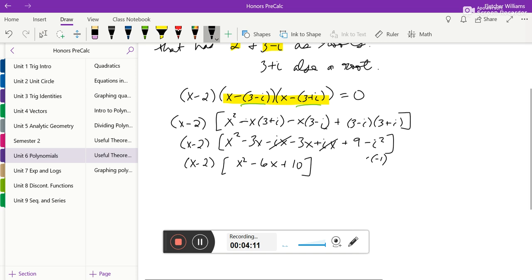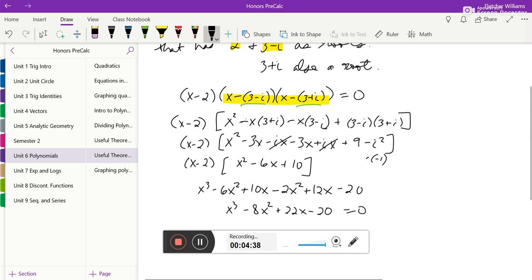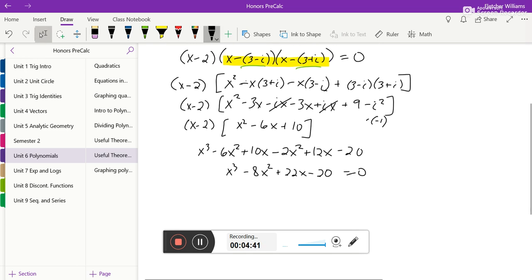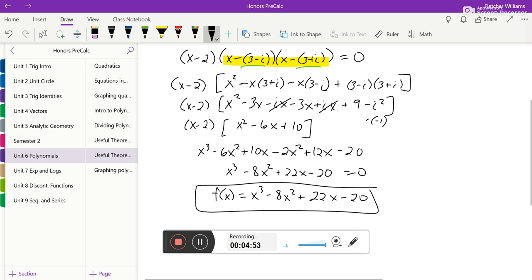So now you just need to FOIL in the x minus 2 into all of that. So you get x cubed minus 6x squared plus 10x minus 2x squared plus 12x minus 20. Leaving you with ultimately x cubed minus 8x squared plus 22x minus 20 equals 0. And that would be your cubic equation. So you could call that f of x. Going from the roots to the factors to the equation itself.